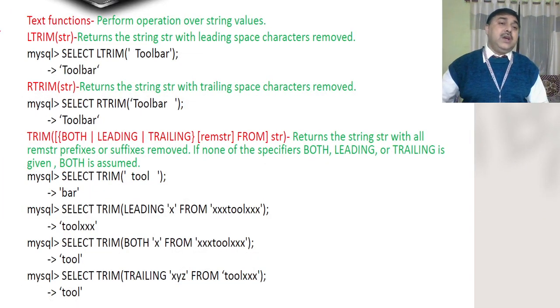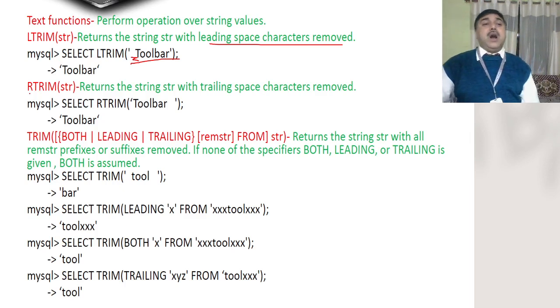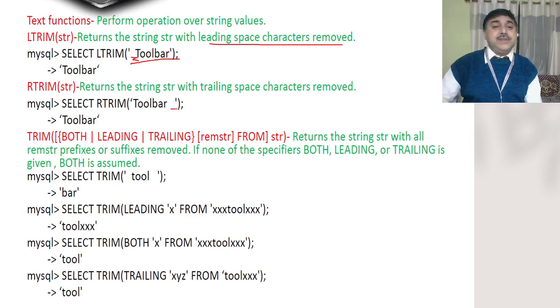Here you see LTRIM. LTRIM means the leading space of the characters will be removed. SELECT LTRIM, then what I have written is toolbar. See here, the gap has been removed, isn't it? RTRIM: L means left trim, R means right trim. See here, the space is there, and this space has been removed. So both sections can be trimmed. In the middle it has written SELECT TRIM, so both the things have been removed from here.